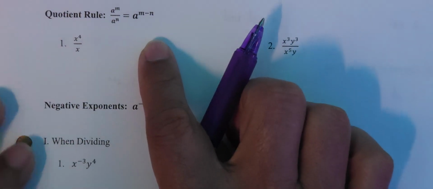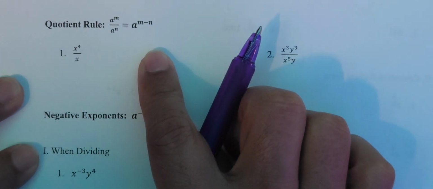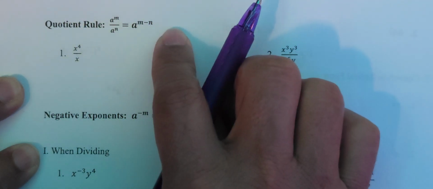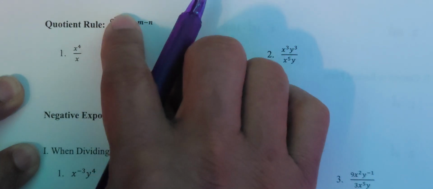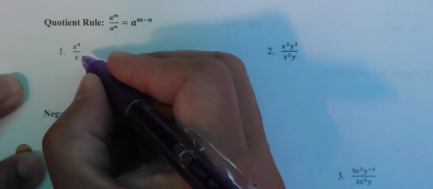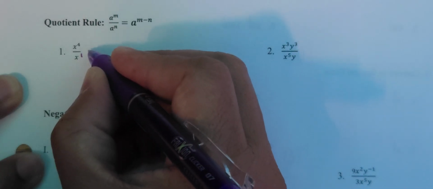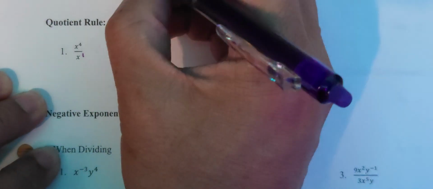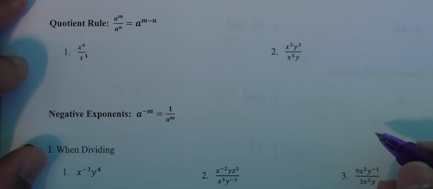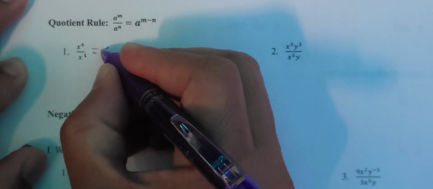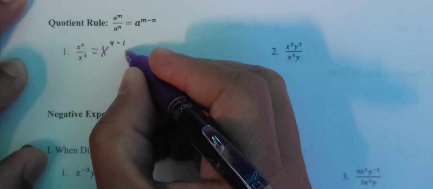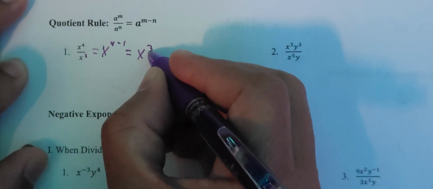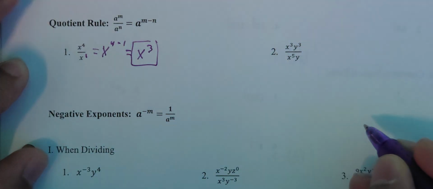Next, the quotient rule. With the quotient rule, when you divide powers, you actually subtract them, as long as you have the same base. So for example, this is x to the fourth over x to the first. All we do is we subtract the powers, right? So for this one here, this is x to the fourth minus the first, which is x to the third. So that's the answer to this one.